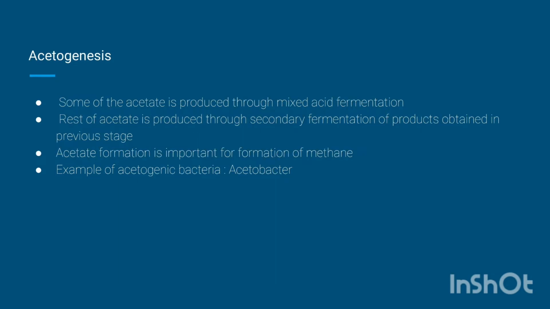Acetogenesis. Some of the acetate is produced through mixed acid fermentation. The rest of the acetate is produced through secondary fermentation of products obtained in the previous stage. Acetate formation is important for formation of methane. An example of acetogenic bacteria is Acetobacter.